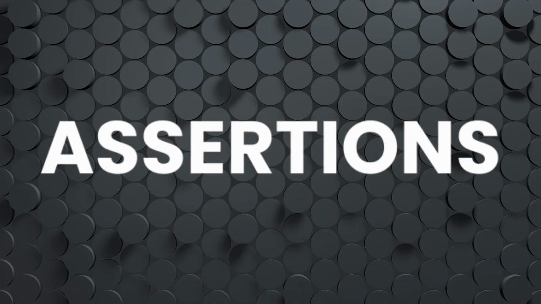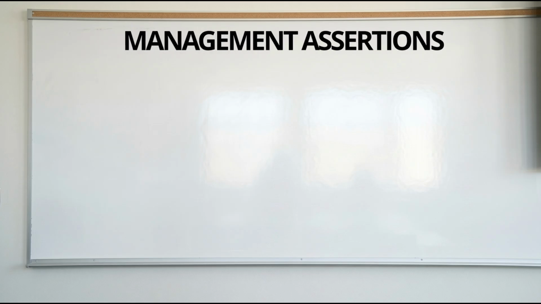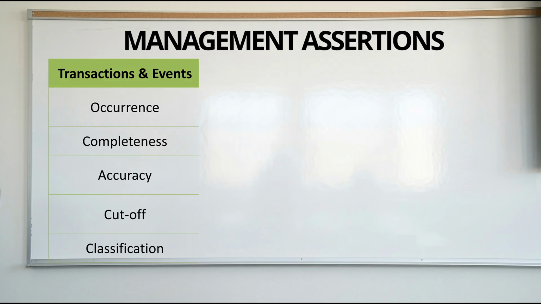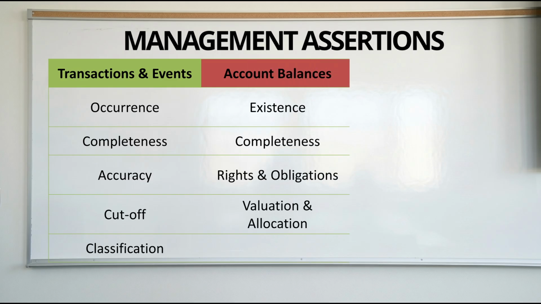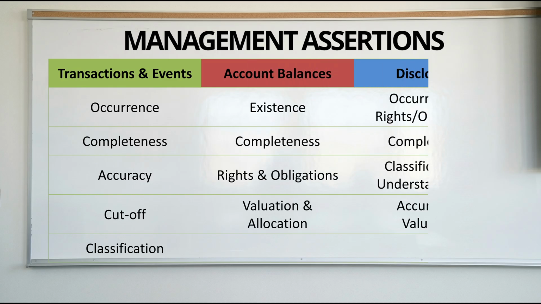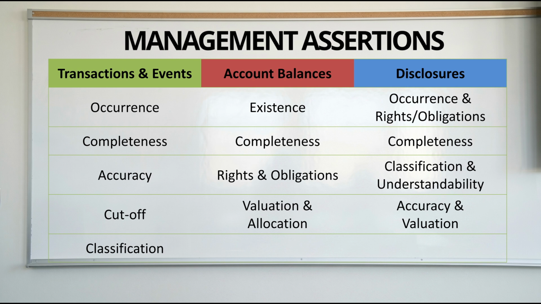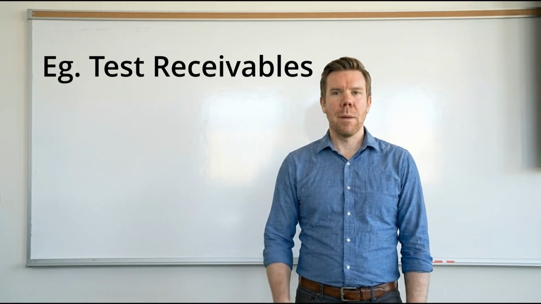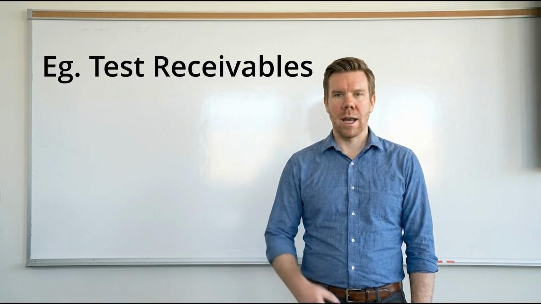Every audit procedure you perform ties directly to a management assertion. Assertions are the explicit or implicit claims management makes when preparing financial statements, and they map directly to specific financial statement components. For transactions, you're testing occurrence, completeness, accuracy, cutoff, and classification. For balances, you're testing existence, rights and obligations, completeness, and valuation. For disclosures, you're testing occurrence, completeness, classification, and understandability, and accuracy. The art of auditing is mapping the right procedure to the right assertion for the right account.